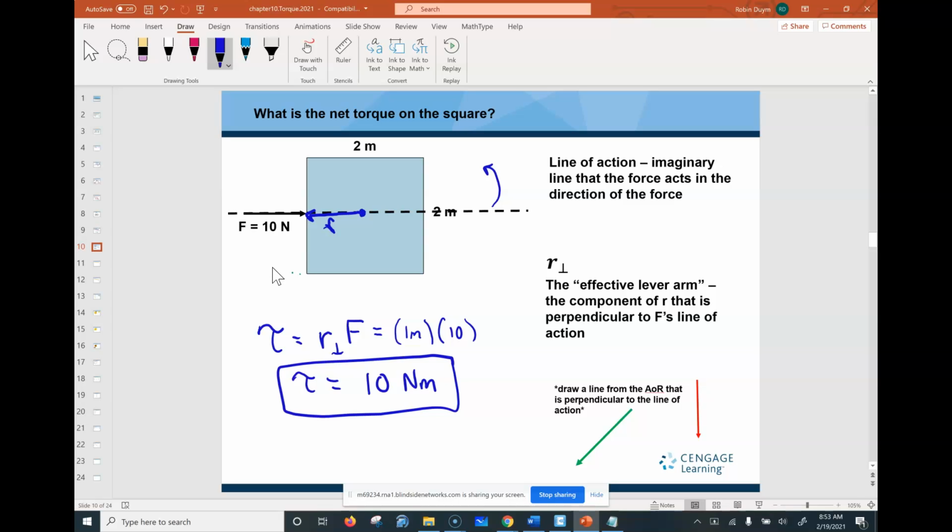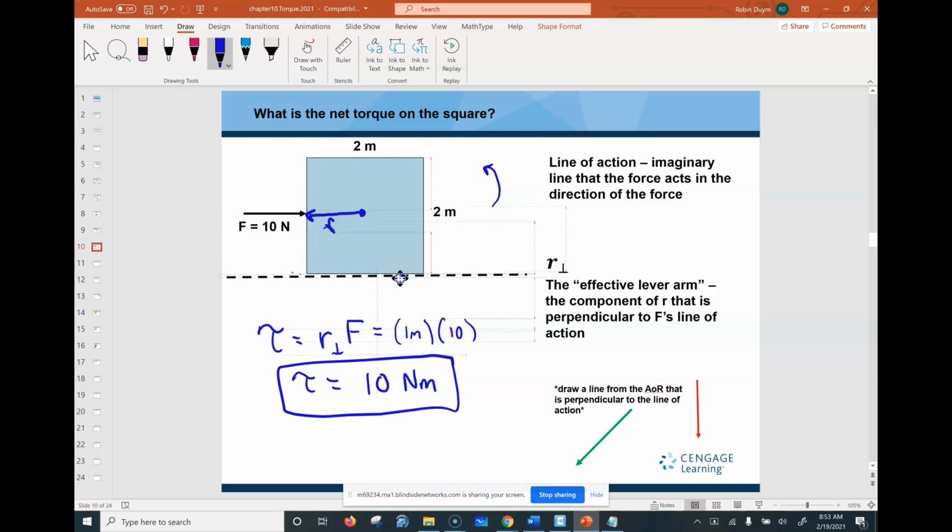Zero. So the big idea there is if the line of action of your force goes through your axis of rotation, it doesn't apply any torque at all. If I push on that box right there, I'm not going to get it to rotate at all. I might get it to slide if it's not fixed to something else, but I'm not going to get it to rotate at all. So my net torque on that would be 0.